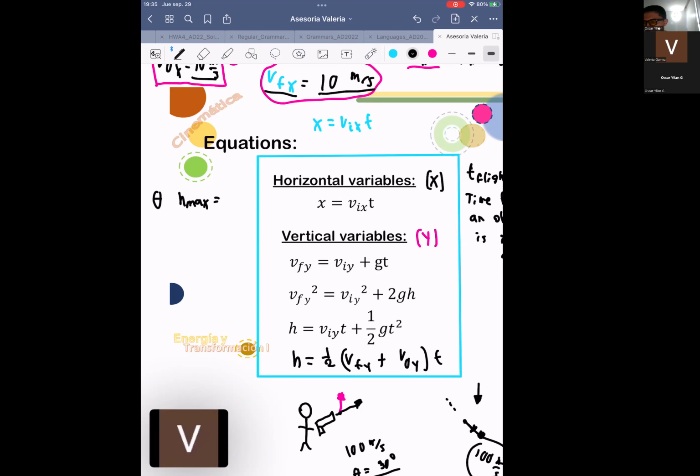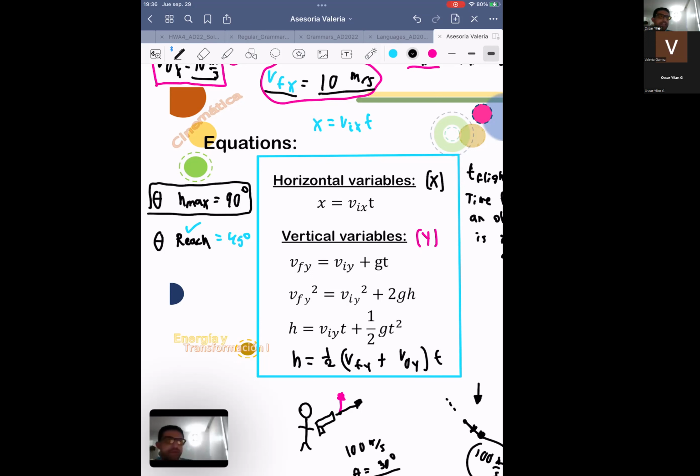45. Well, that's for the best reach. For the best reach, yes, it's 45. But for maximum height, it's just like shooting up, right? This is going to be 90 degrees for getting the maximum height, because it's logical. If you shoot something up, obviously it's going to travel more distance up, right? So basically you're going to get the best possible maximum height.